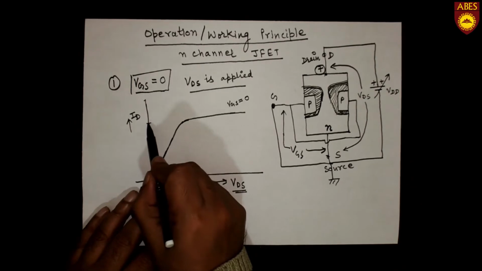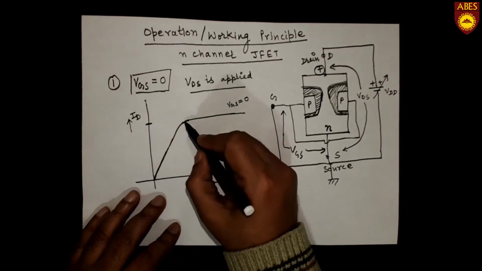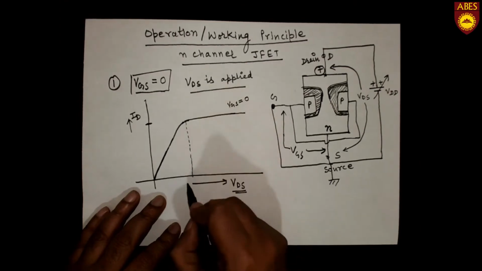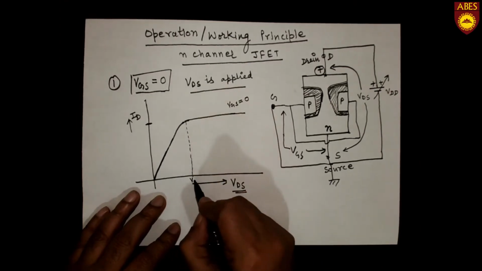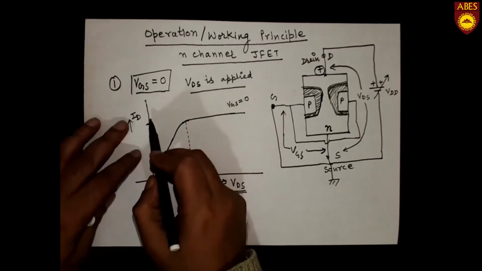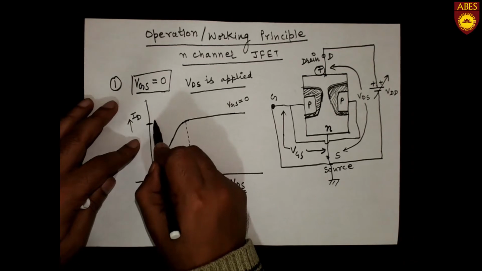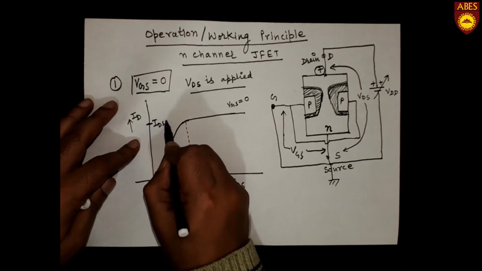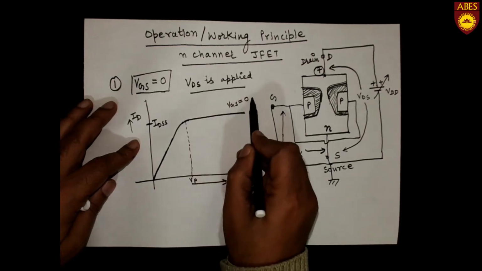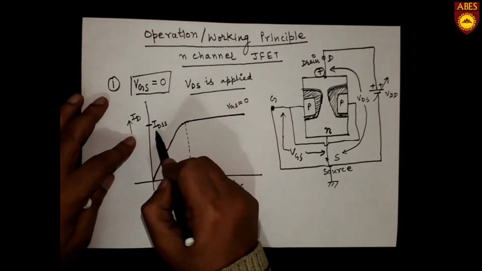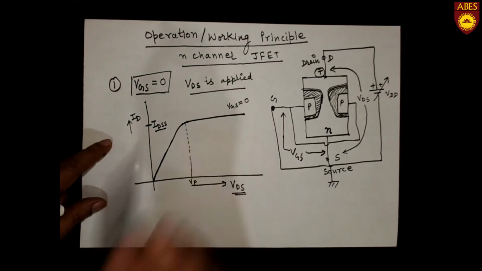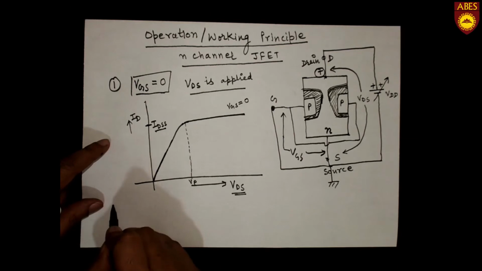The voltage at which this current becomes constant is called the pinch off voltage, and the current is called IDSS, the drain source saturated current. When VGS is equal to 0, it is called IDSS. This is condition 1.